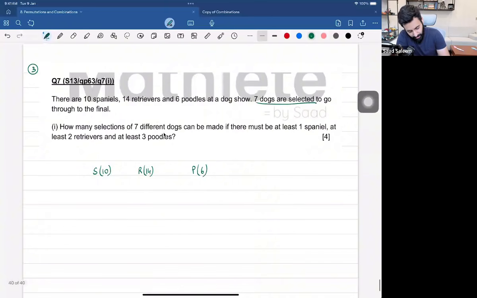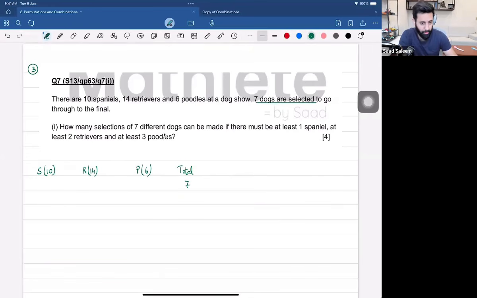7 dogs are selected, so that means in the end, make sure that the total, irrespective of how you divide them, must be equal to 7. Okay, so I always prefer making a column for total also, so that way I can constantly keep track whether the total adds up to 7 or not. Achha, the breakup is that there must be at least 1 spaniel. Okay, so there's got to be at least 1 spaniel, at least 2 retrievers, and at least 3 poodles.